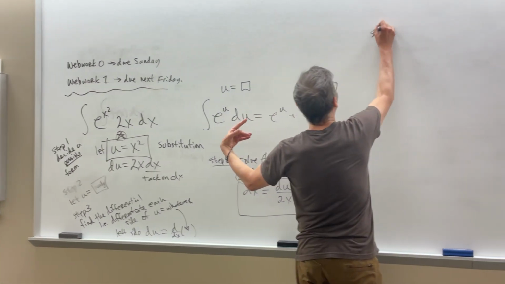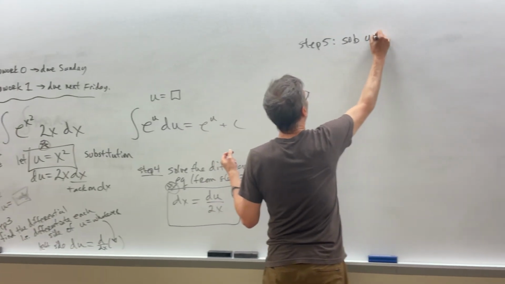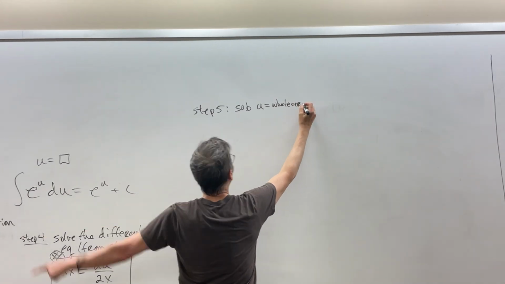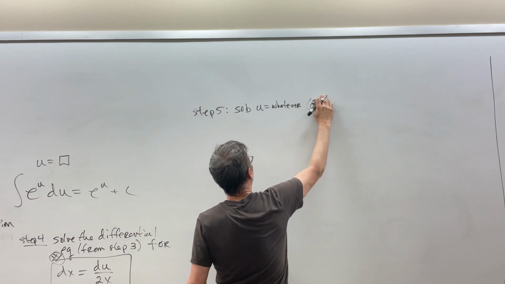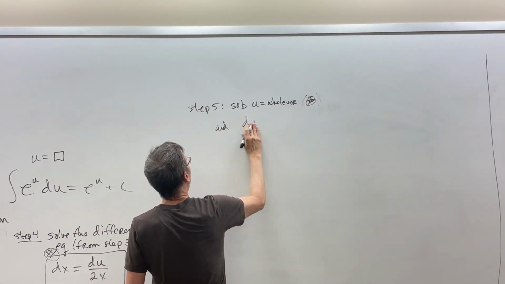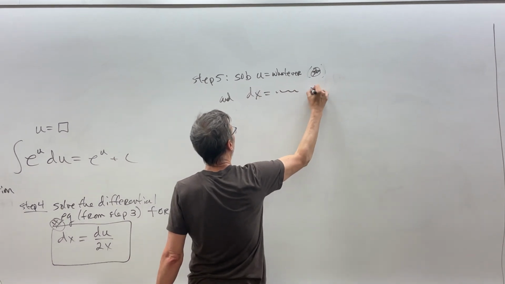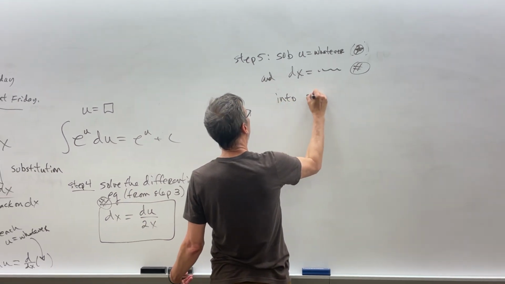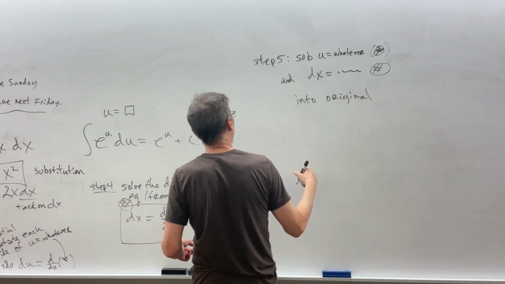So step 5 is to sub u equals whatever, and that's from step star. Lots of parentheses there. And du, dx equals blah, blah, blah from step pound right here into the original. This seems like a lot. This is actually going to flow really naturally once we get rolling.